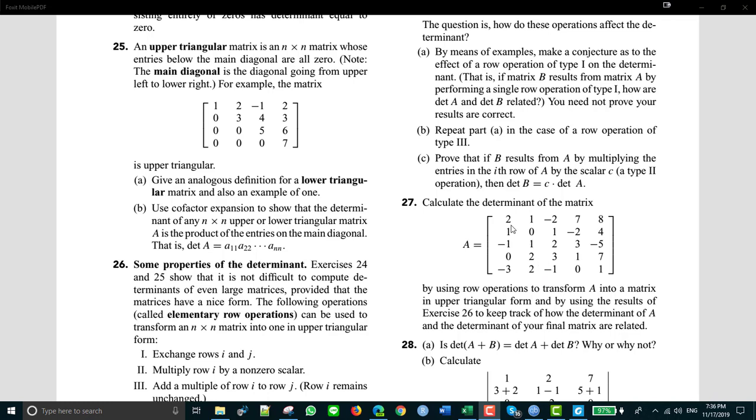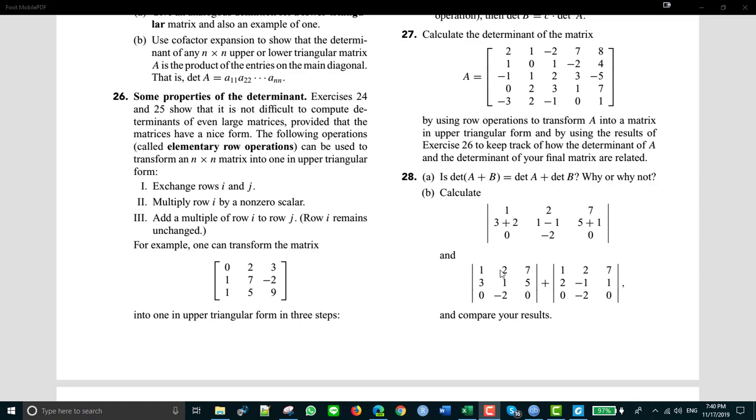So with that information, we could try to take this 5 by 5 matrix and make it upper triangular, and just record what we had to do, each of those elementary row operations, how many we had to do and what they were. Then we could figure out the determinant of the new upper triangular matrix, hopefully as the product of the diagonal elements. Remembering what we had to do to get the upper or lower triangular matrix, we could work backwards and figure out what the determinant of A is. So they say by using row operations to transform A into a matrix in upper triangular form, and by using the results of exercise 26 to keep track of how the determinant of A and the determinant of your final matrix are related.